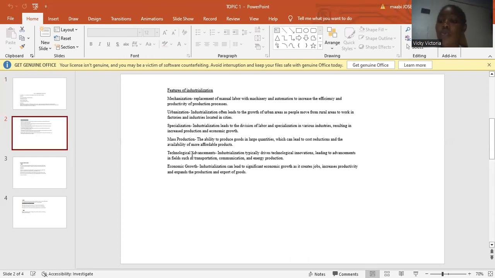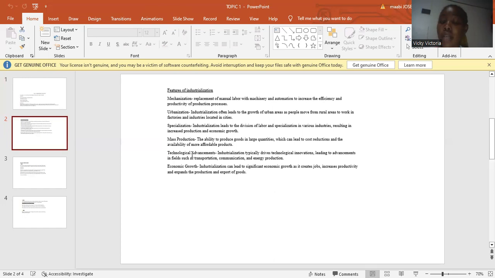Goods and substances could be produced in high amounts as compared to the human labor, because humans can get tired, but machines can't get tired, hence they produce a lot of goods as compared to human labor. There was also the mass production, the ability to produce large quantities. This is because machines can't get tired and they will produce more goods as compared to human labor. It led to cost reduction and availability of more affordable products.